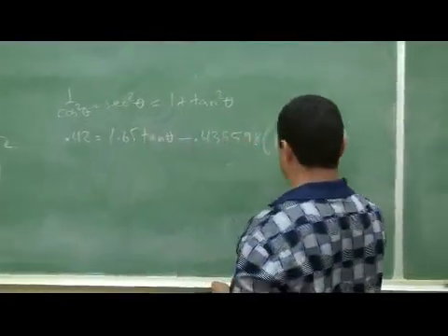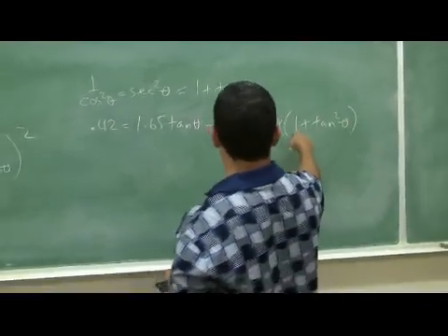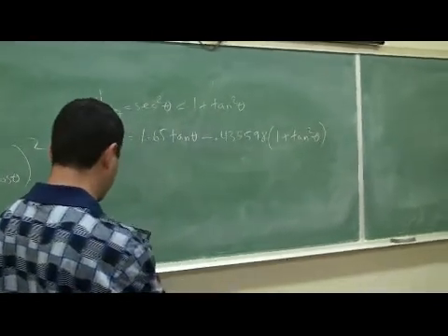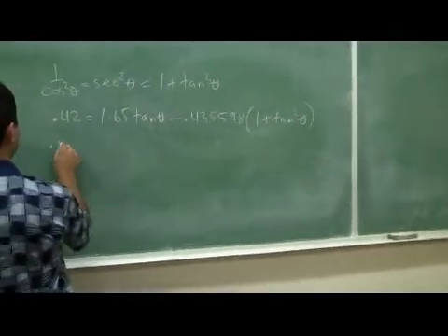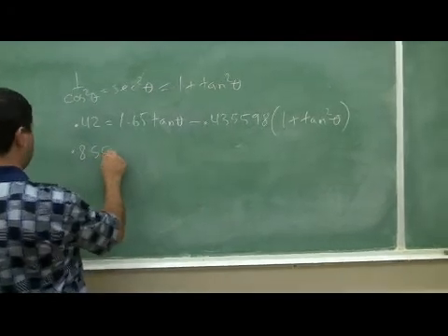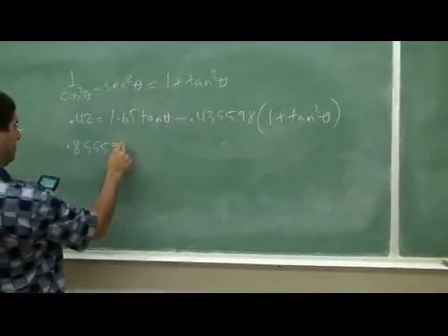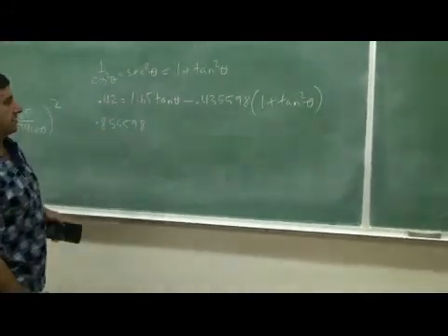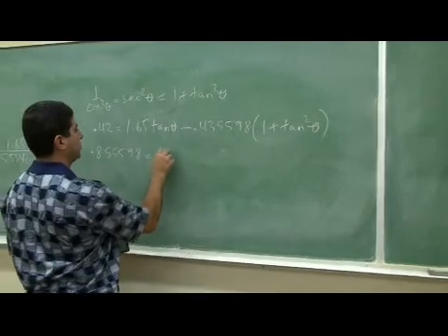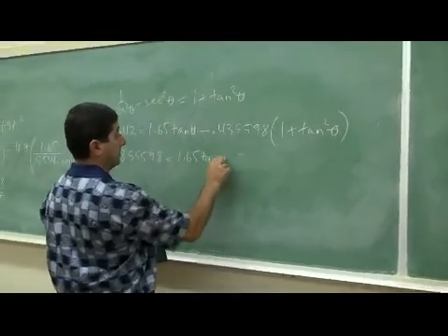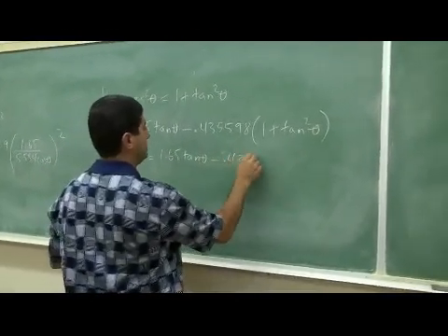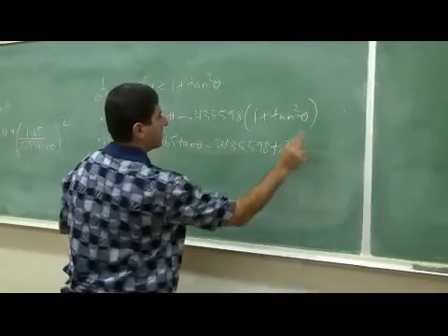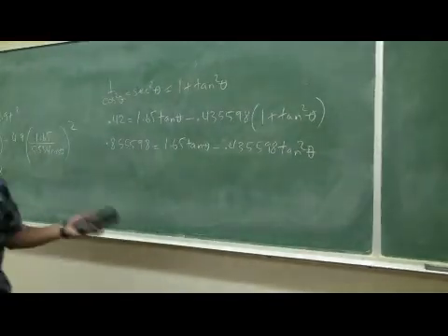Then I could distribute this in, take this times that, it's going to be itself, take it and add it to that. So add it to 0.42, I have 0.855598. Simply just add that, add it to this. Then I have on this side 1.65 tangent theta tan squared. Now, where did that get us?